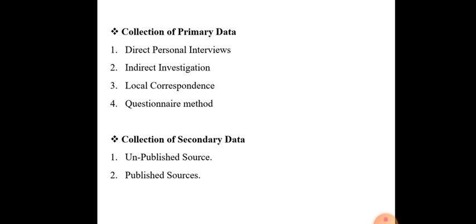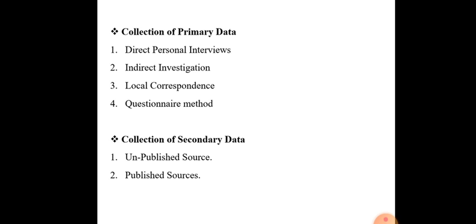Now see the collection of primary data as well as secondary data. By which ways are they going to collect them? For primary data, the first is direct personal interviews, the second is indirect investigation, the third is local correspondence, and the fourth is the questionnaire method. As for the collection of secondary data, the data is collected from unpublished sources and published sources. These are the sources to collect primary data as well as secondary data.